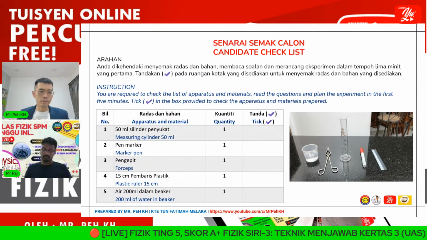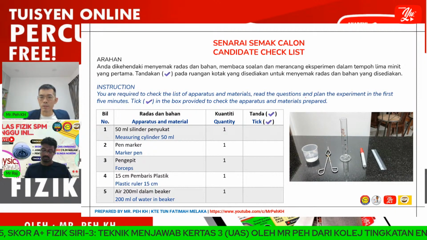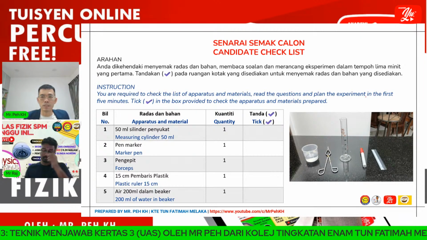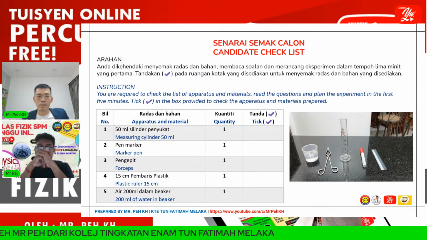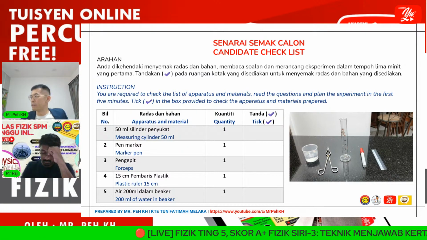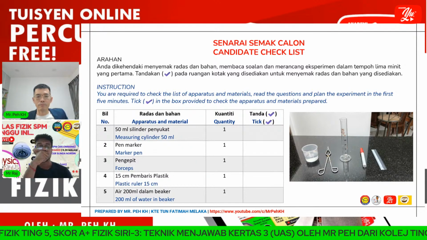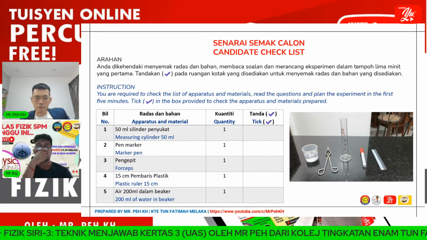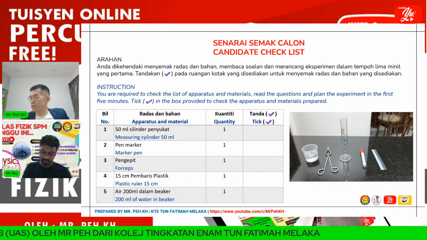You are required to check the list of apparatus and materials. Read the question and plan the experiment in the first 5 minutes. Again, the instruction will be the same. The 5 minutes is provided for you to check whether the apparatus is functioning well and the numbers of apparatus are correctly set. If the apparatus or material is faulty or not functioning, you can raise your hand and get a new one from the teacher's assistant.